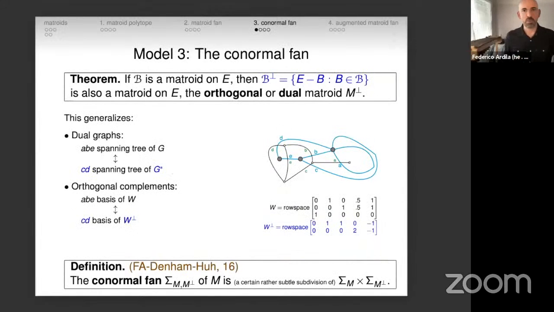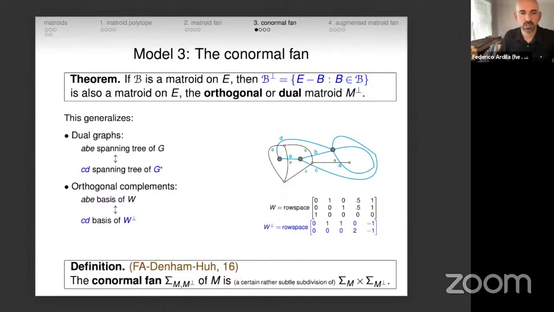Let me now talk about the third model, which is that of conormal fans, which starts with a beautiful observation that if you have a matroid and you consider its bases, then the complements of the bases also form a matroid. So for example, if ABE is a basis of the primal matroid, CD is a basis of the dual matroid. This is not a trivial statement. It's fun to prove.